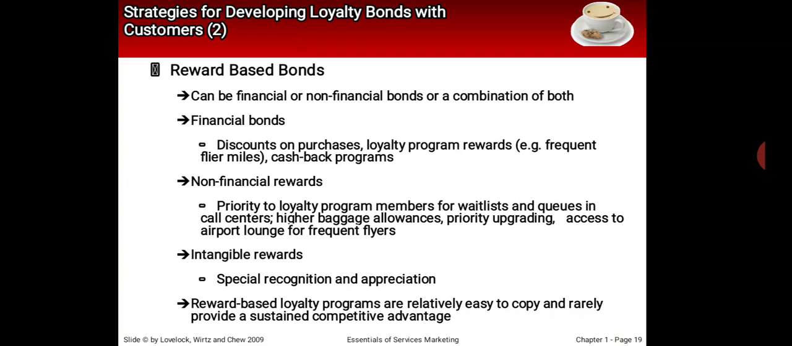That includes priority to loyalty program members for wish listing and sequence in a call center, higher baggage allowances, priority upgrading, access to airport lounges for frequent flyers, etc. Intangible rewards include special recognition and appreciation. Reward based loyalty programs are relatively easy to copy and rarely provide a sustained positive competitive advantage.